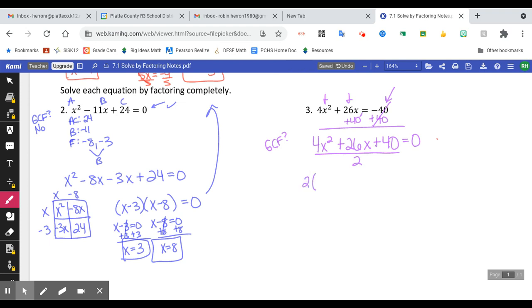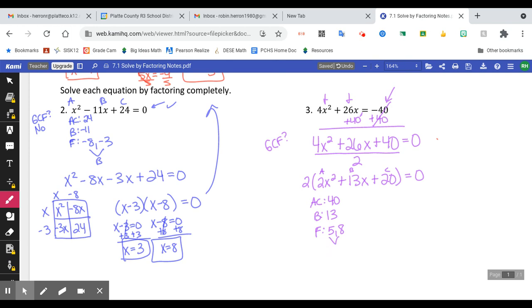So I'm going to pull the 2 out in front. I've got 2x squared plus 13x plus 20 equals 0. Then this would be my A, B, and C. So AC gives me 40. My B value is 13. And my factors that make 40 and 13 would be 8 and 5.